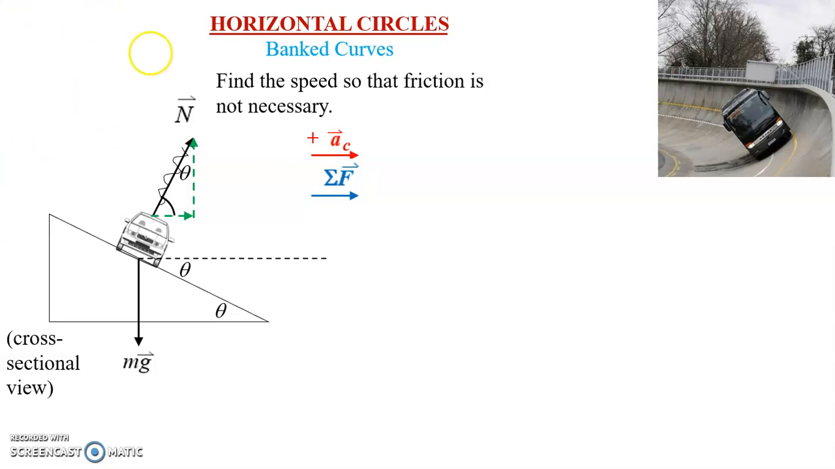You should see the vertically pointing force is adjacent to theta, so it's going to be N cosine theta, and the side over here, the horizontal component, is opposite, so that's going to be N sine theta. Okay, so now we're ready to do some sigma F equals ma.